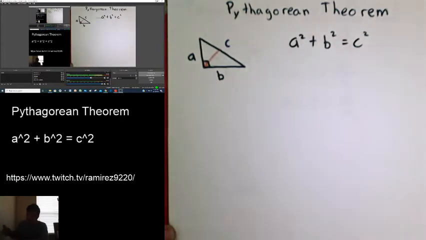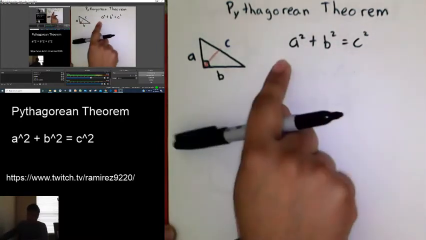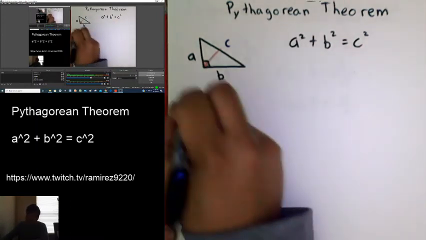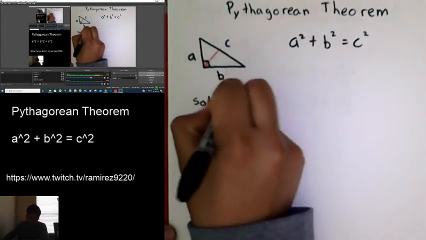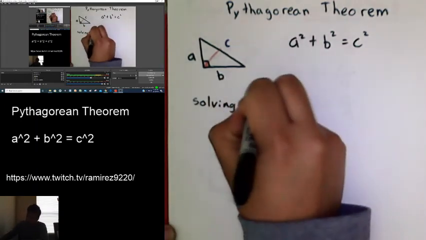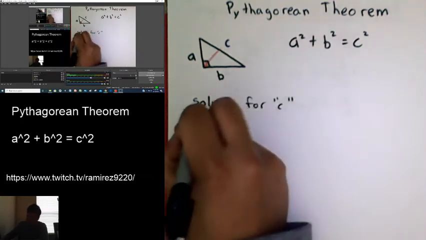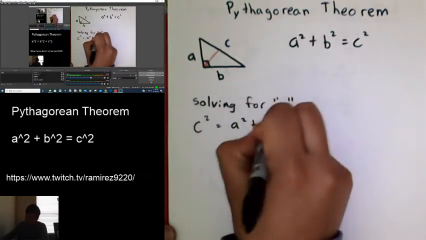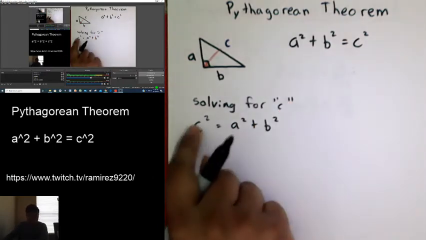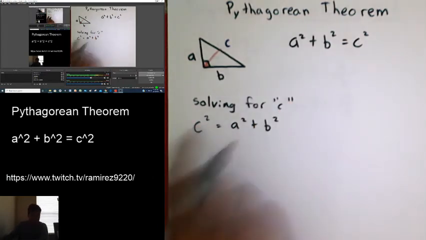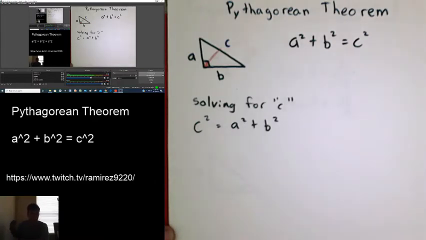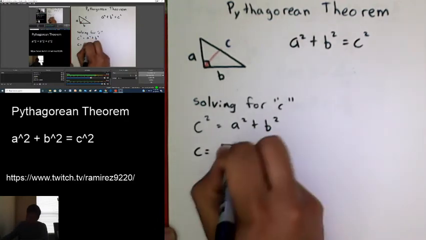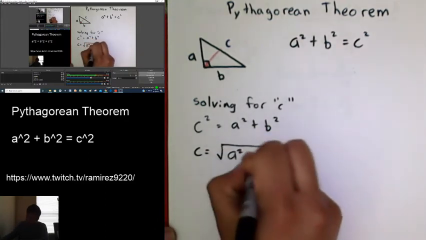All right, so according to the Pythagorean theorem, a squared plus b squared is equal to c squared. So if we were solving for c, if we were solving for our hypotenuse, we could just rewrite it so that we have the c in front. And if I'm solving for c, right now it's being squared, I just have to do the inverse operation, which is to do a square root. And so c would be equal to the square root of a squared plus b squared.